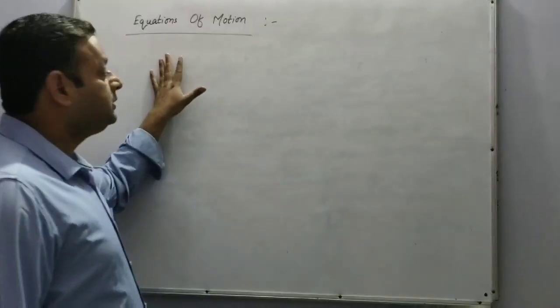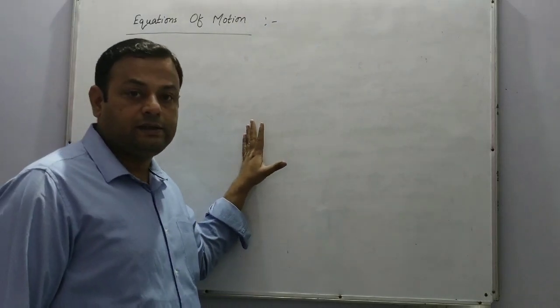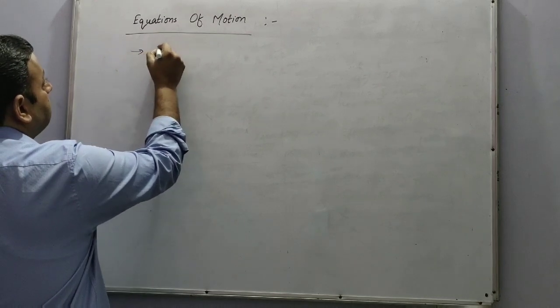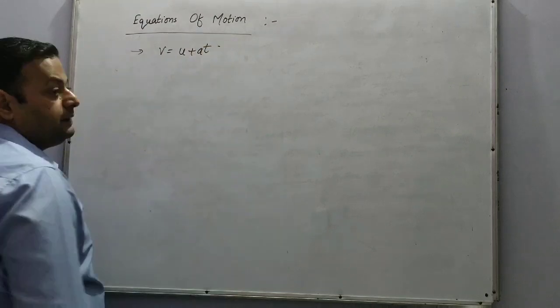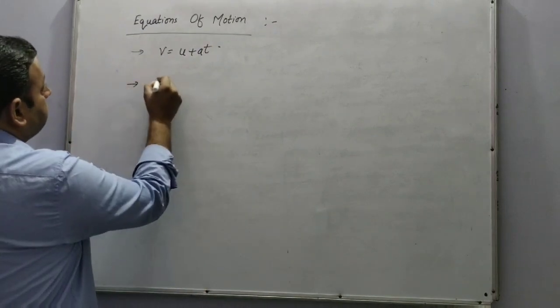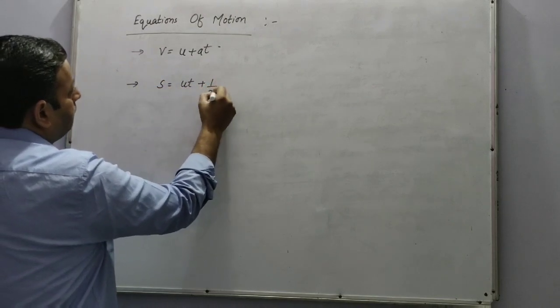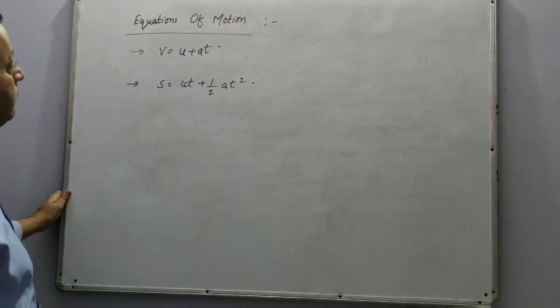Dear students, today we are going to discuss the equations of motion in the chapter Motion, Physics, class 9th. The first equation of motion is V is equal to U plus AT. The second equation is S is equal to UT plus half AT square.